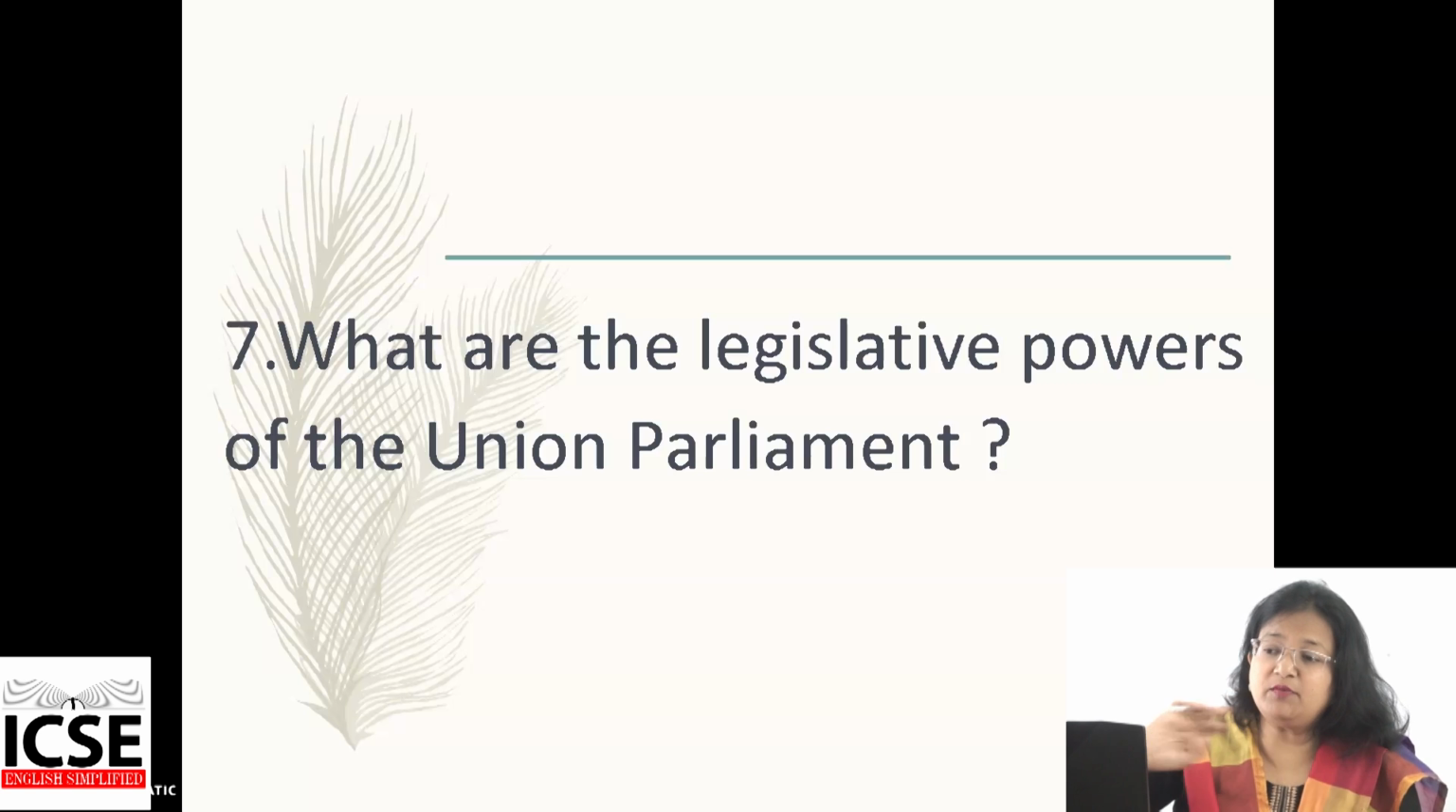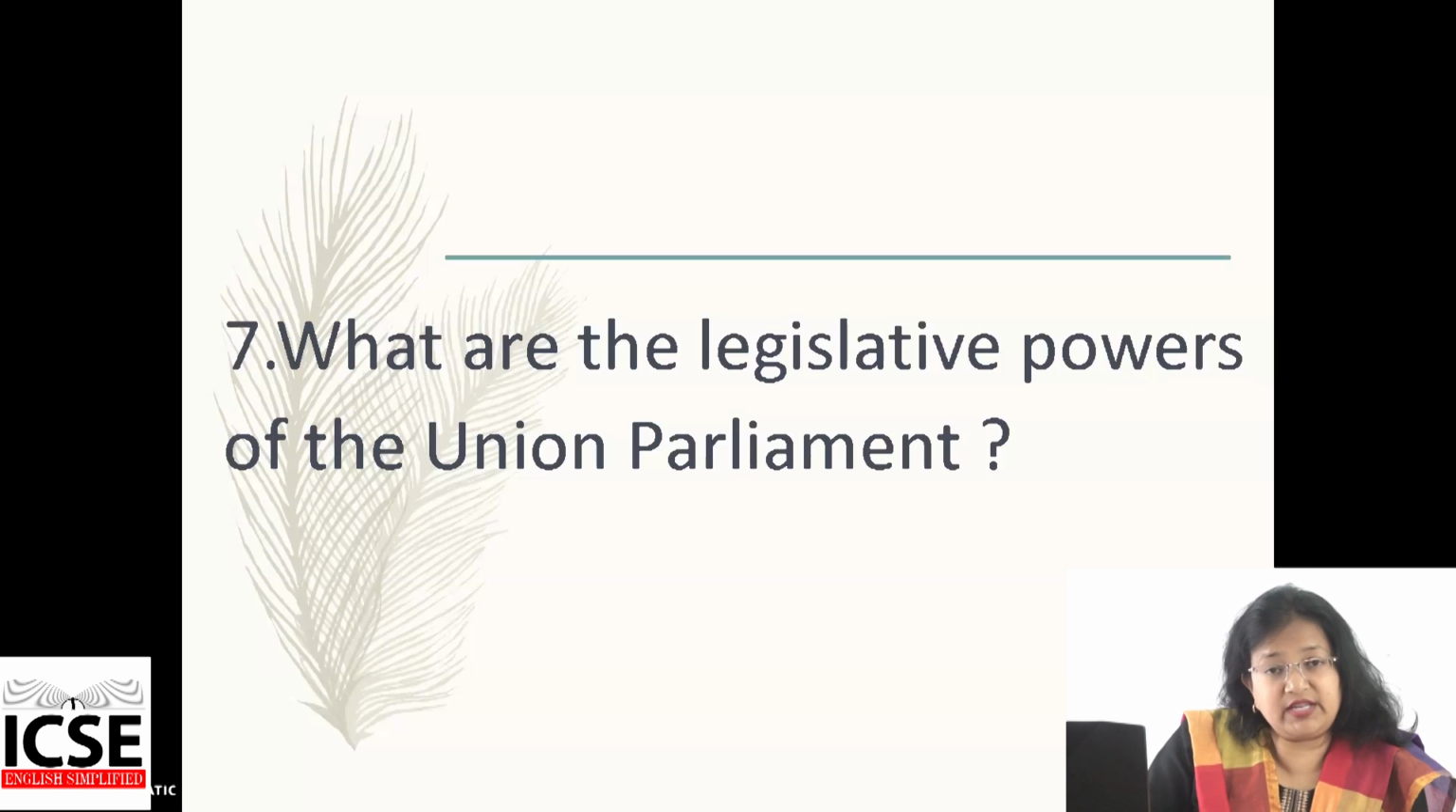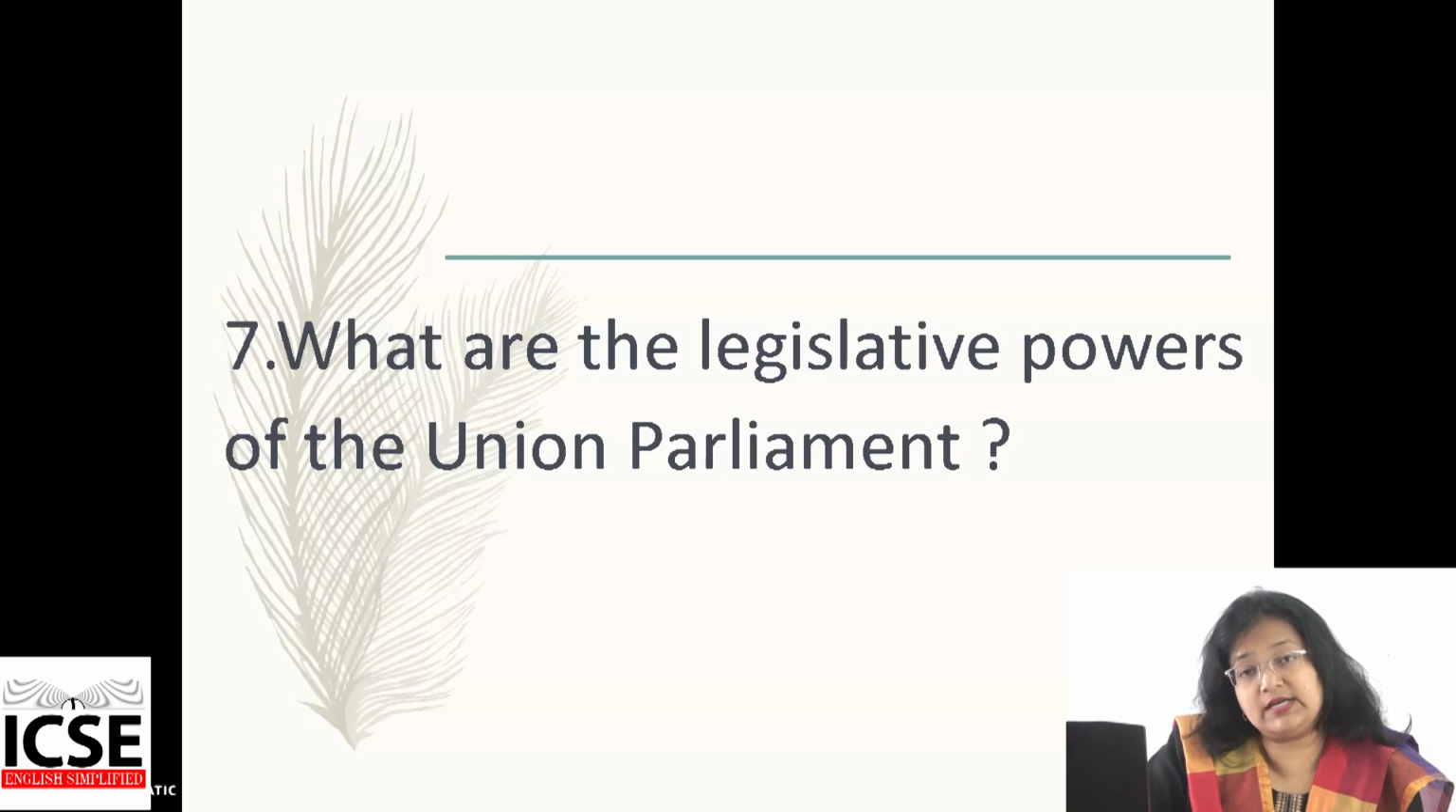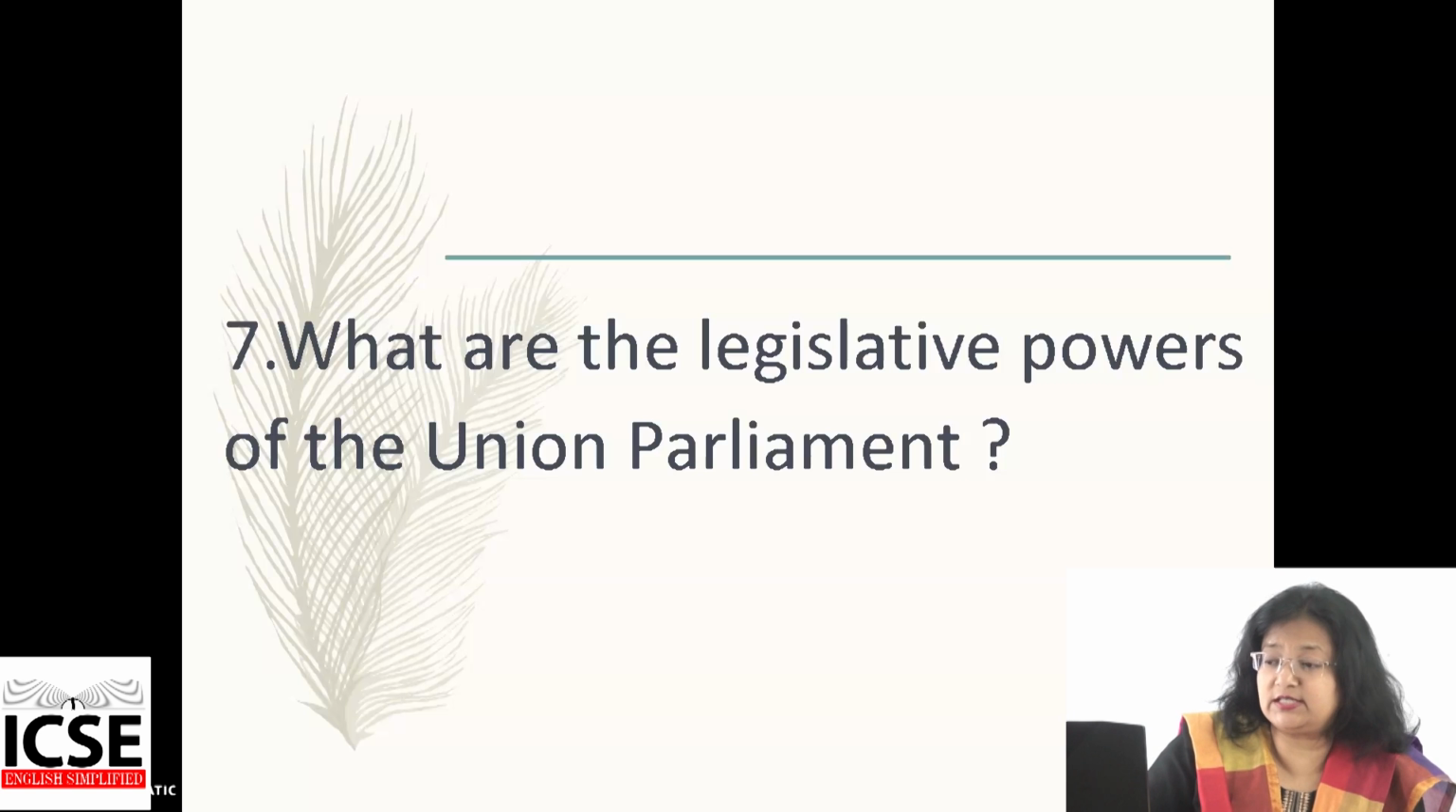What are the legislative powers of the Union Parliament? This is a very important question. Union Parliament, legislative powers. You could write 4. First, Union Parliament can legislate on matters in the Union list. The Union Parliament can legislate on matters in the concurrent list. The Union Parliament can legislate on matters in the state list. It can amend the Constitution, and it also has residuary powers, means it can make laws on matters which are neither in the Union list, state list, or concurrent list.